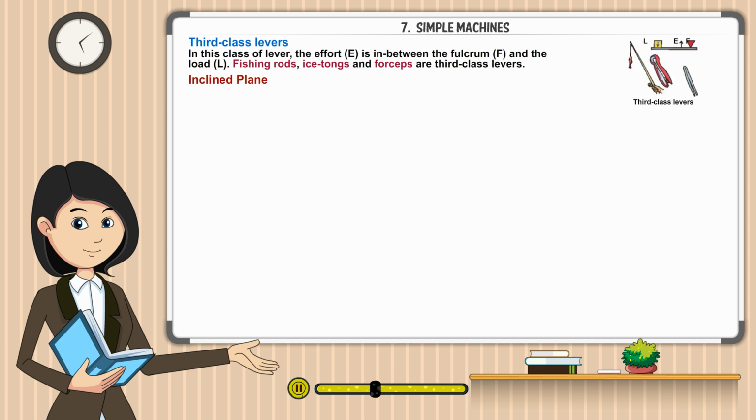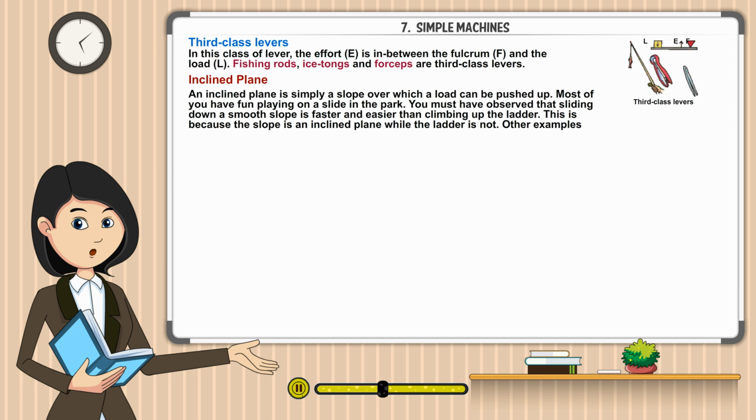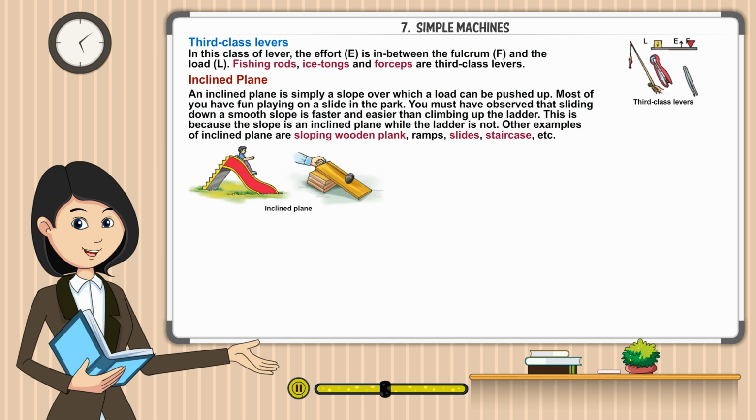Inclined plane. An inclined plane is simply a slope over which a load can be pushed up. Most of you have fun playing on a slide in the park. You must have observed that sliding down a smooth slope is faster and easier than climbing up the ladder. This is because the slope is an inclined plane while the ladder is not. Other examples of inclined plane are sloping wooden plank, ramps, slides, staircase, etc.